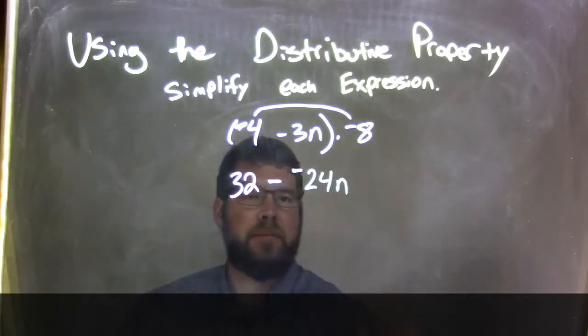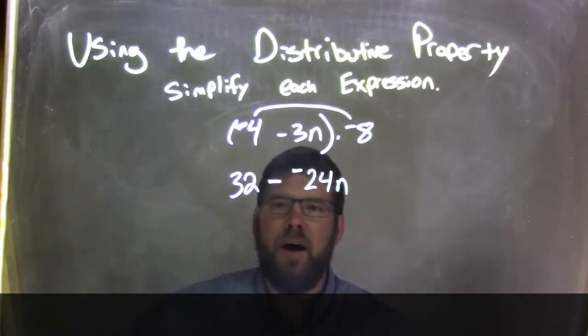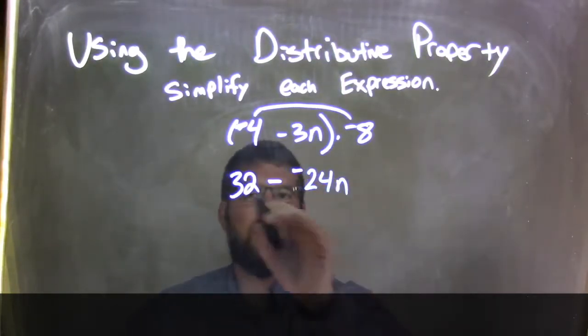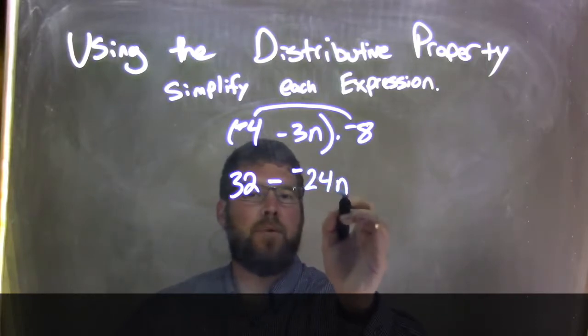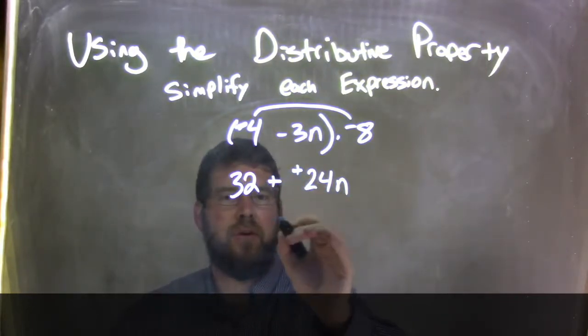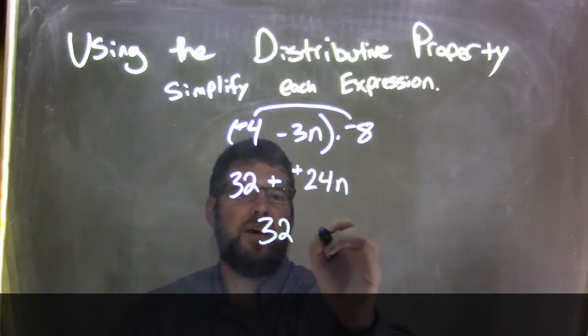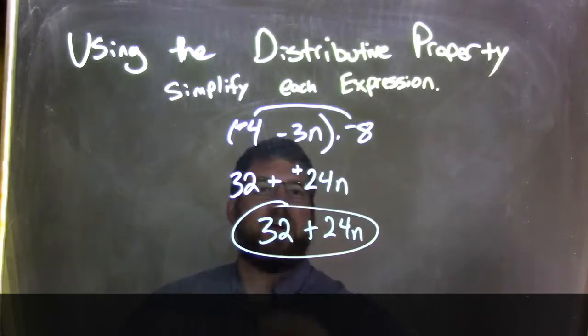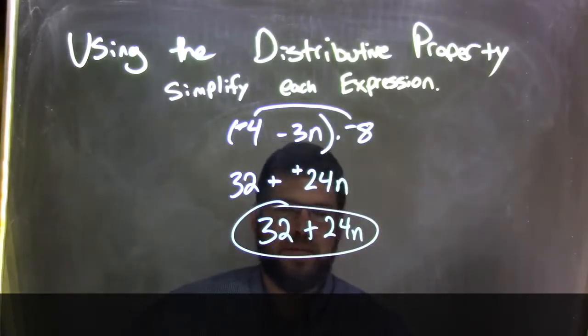Well, -8 times 3n is a -24n. Well, now I have minus a negative here, okay? Minus a negative going on. So I have 32 minus a negative 24n. We know that minusing a negative is adding a positive. So our final answer, writing it cleanly, is 32 plus 24n. And there we go. They're not like terms. We can't combine them.